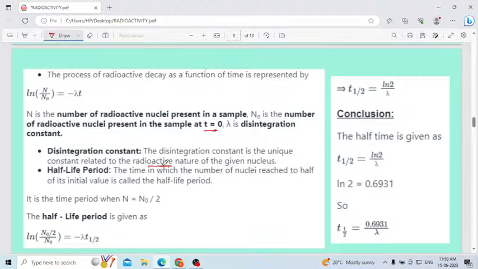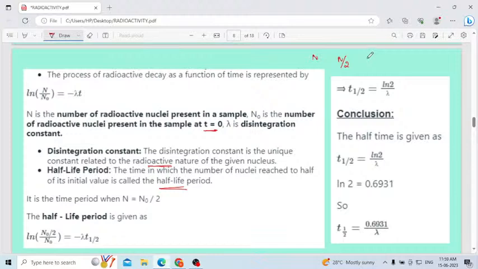Okay. Then what is meant by half-life period? The time in which the number of nuclei reaches half of its initial value is called its half-life period. The name itself indicates it: the time in which the number of nuclei reaches half of its initial value. If you have a number of nuclei N, and it reaches N by 2, then we consider that half of the decay is completed.